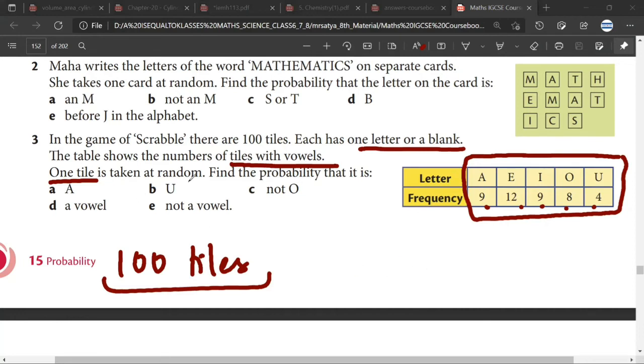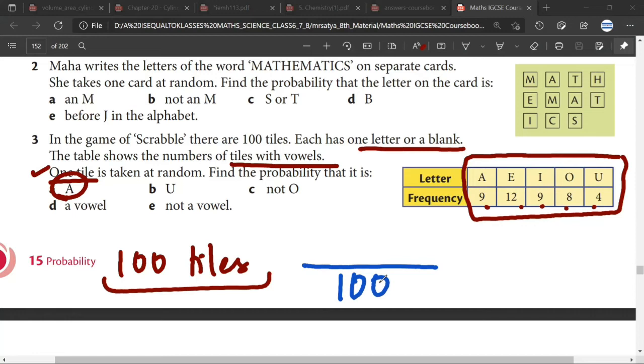First he is saying that I will take one tile at random. Find the probability that it is an A. Now Satya, in the denominator what should I write? 100. Yeah. So the total number of options which are available to me are 100. Am I comfortable till here? Yes, sir. Okay. Now the option that I'm interested in is A.